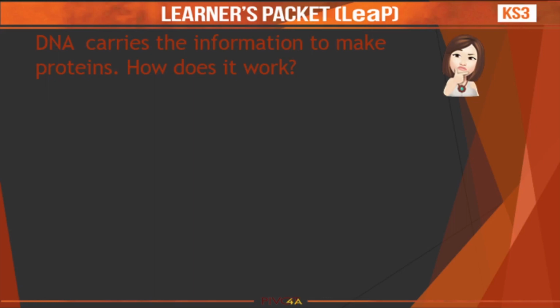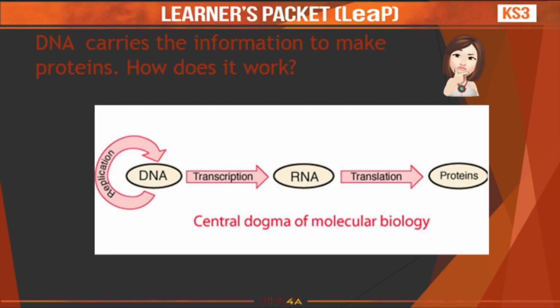So, DNA carries the information to make proteins. How does it work? So, this is very important: the central dogma of molecular biology, or the central dogma of life. Francis Crick and James Watson are credited with this discovery. As they say, it is the detailed residue-by-residue transfer of sequential information.